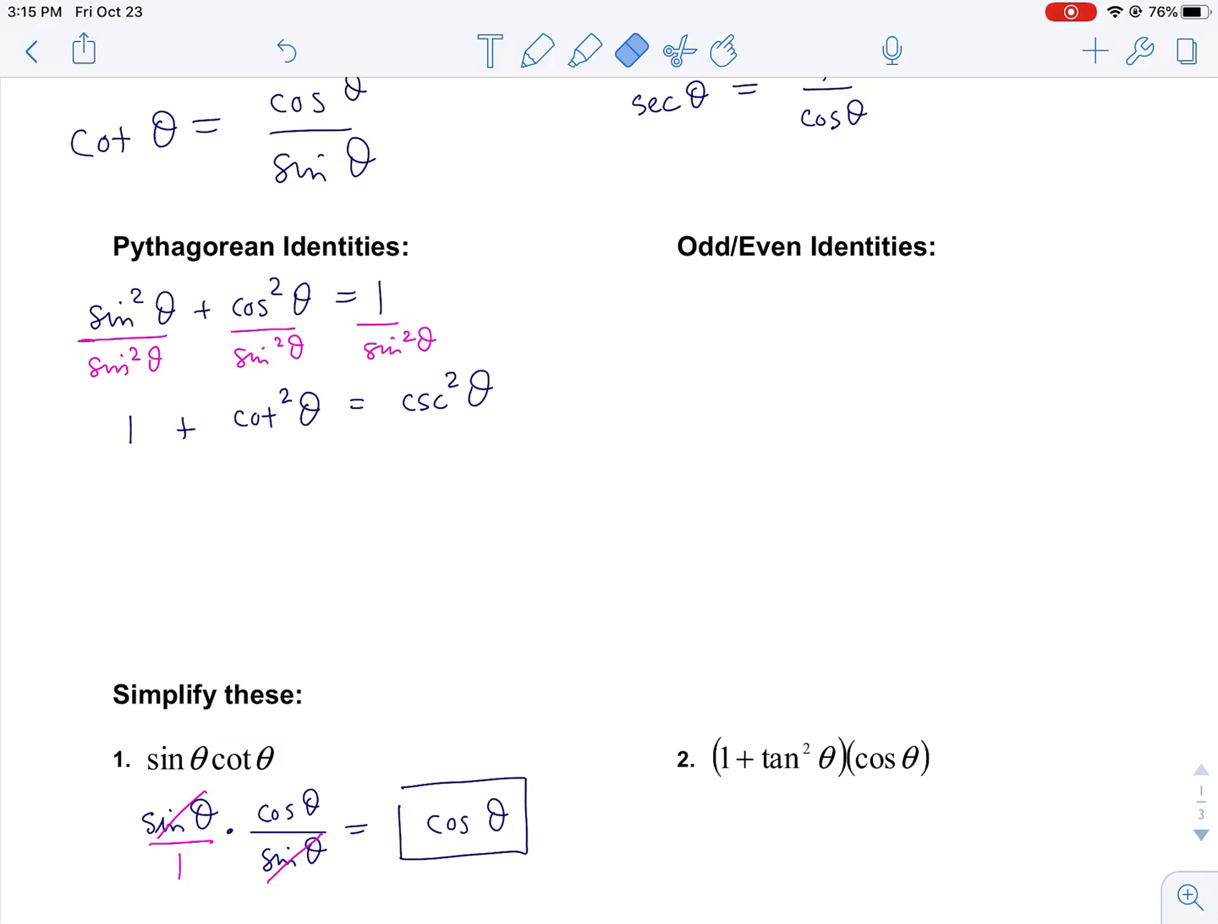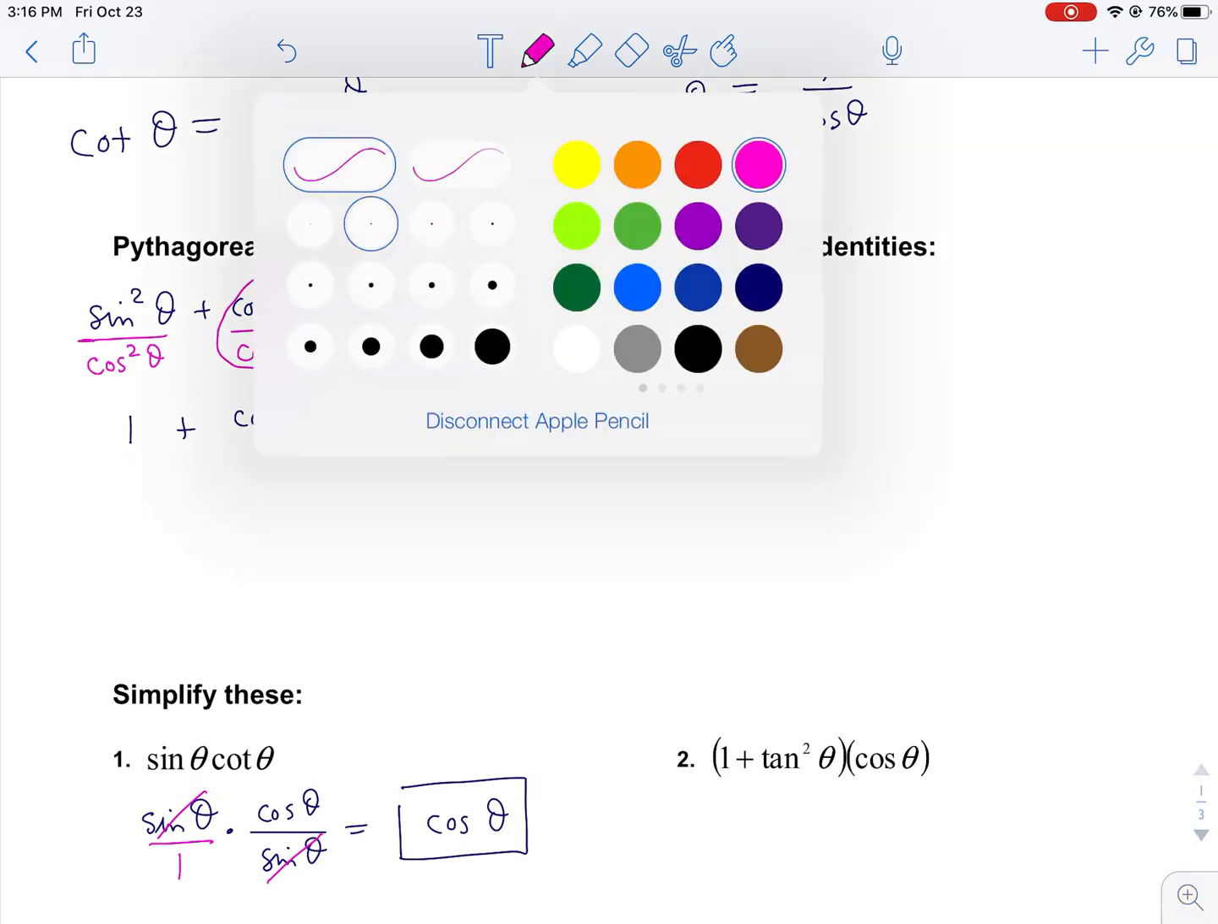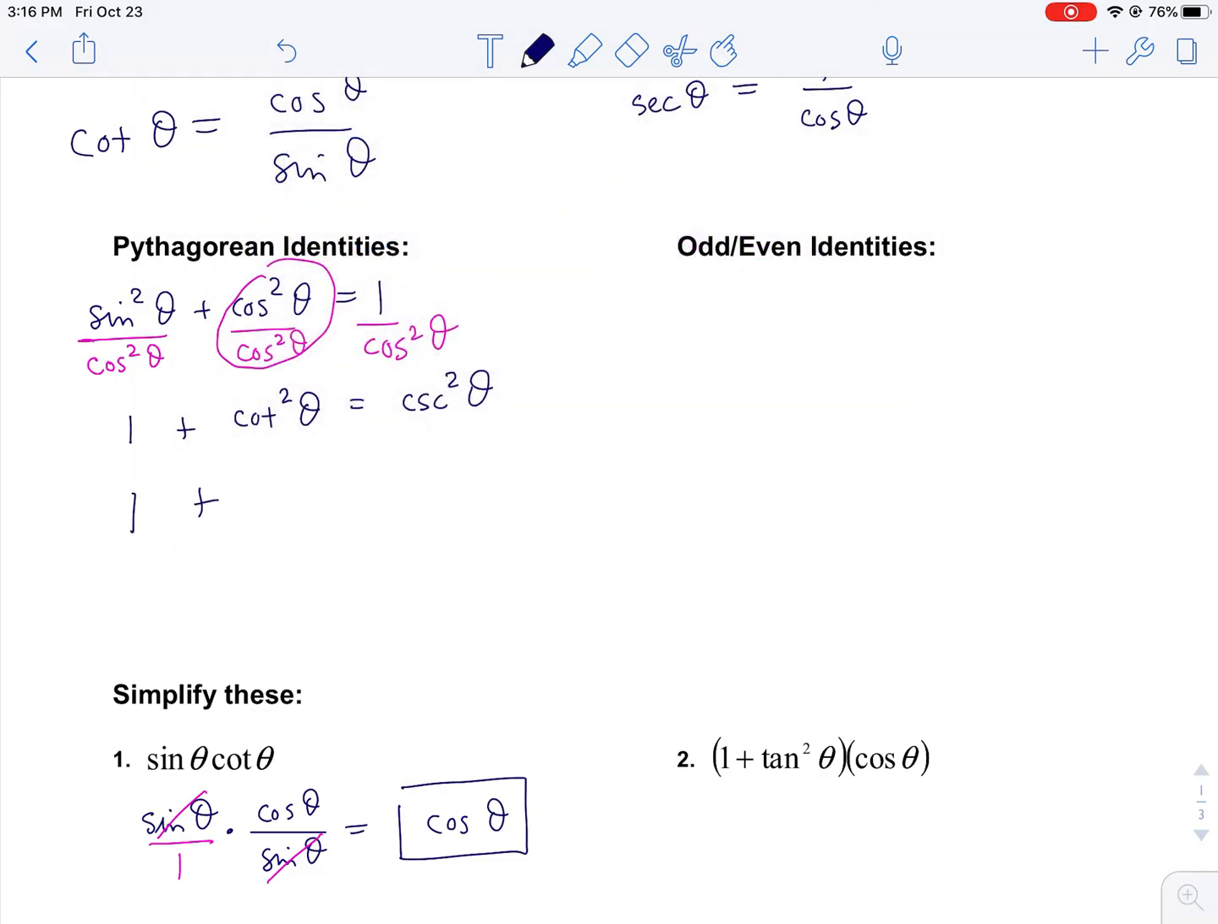Now I'm going to go ahead and erase what I just did, and we're going to do one more spin-off identity. Before, I divided everywhere by sine. I could also divide everywhere by cosine squared. Cosine squared divided by cosine squared is 1. I'm going to reorder this, by the way. I got sine divided by cosine, which is tangent, and of course it's squared. And then the reciprocal of cosine is secant.